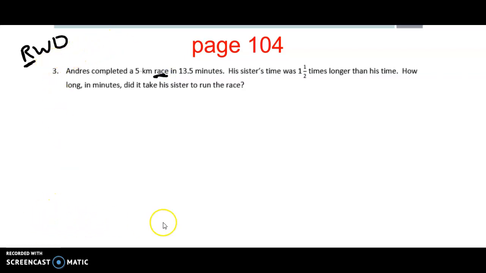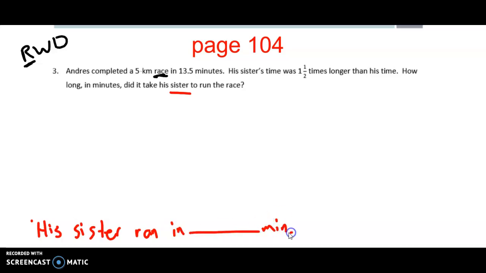My sentence, no matter how I write it, is going to have a label of minutes. Okay, pause there for you to solve that. Right? And we want to know about his sister. So I might say his sister ran in blank minutes. And we'll abbreviate that there. So what are the details that we're going to need to solve that? Well, the 5 kilometers, the 5 doesn't really help us out. It doesn't matter how long the race is. It could be a marathon for all we really care about.